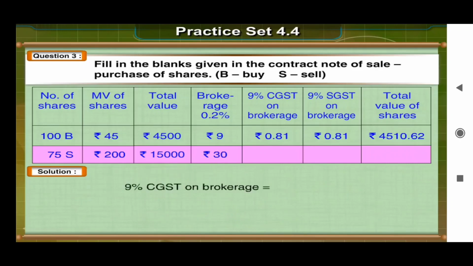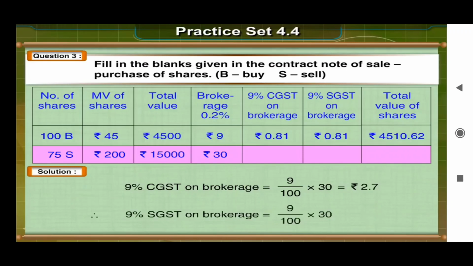9% CGST on brokerage is equal to 9 upon 100 into 30, that is equal to rupees 2.7. 9% SGST on brokerage is equal to 9 upon 100 into 30, that is equal to rupees 2.7.